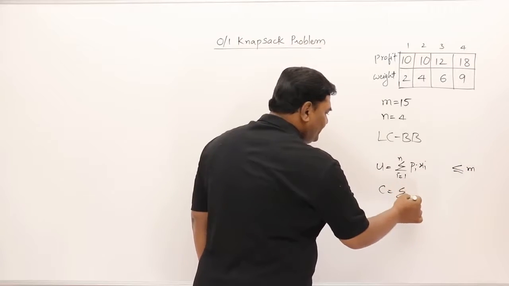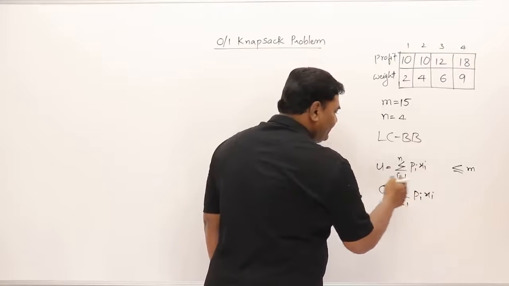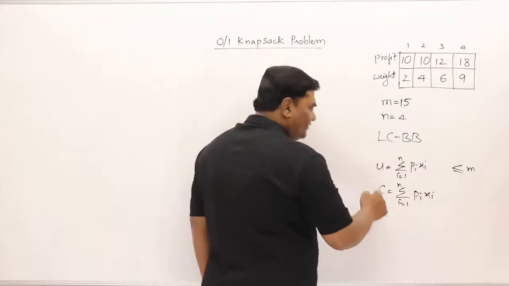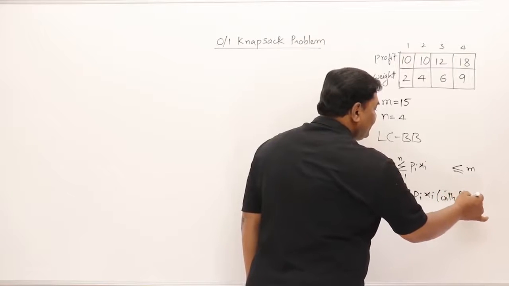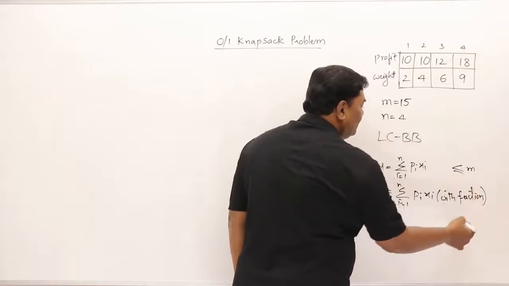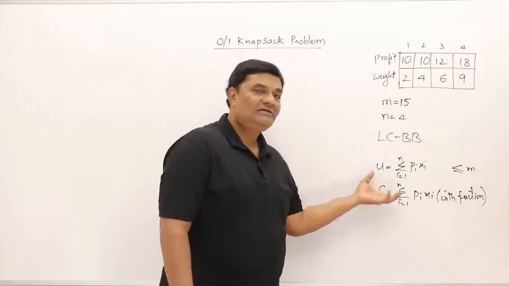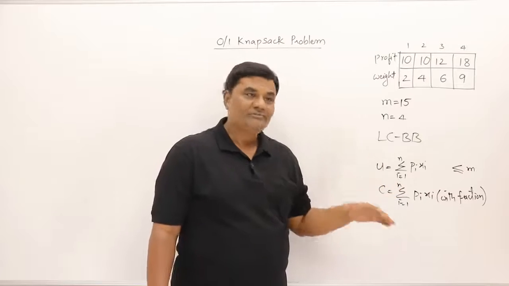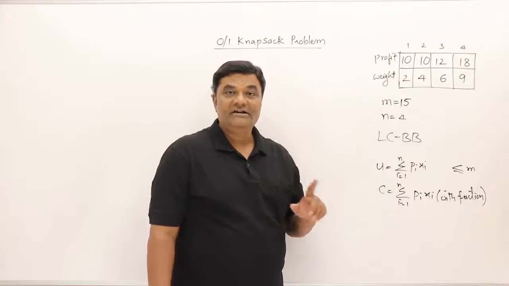Same way, cost also will do the same thing. We'll take the sum of all the profits. But the difference in these two is that for the upper bound we will take it without fraction, and for the cost we will take it with fraction. Though the problem doesn't allow us to take fractions, only for the computation, for solving the problem, we take the fractions. Fraction will not be included in the solution.